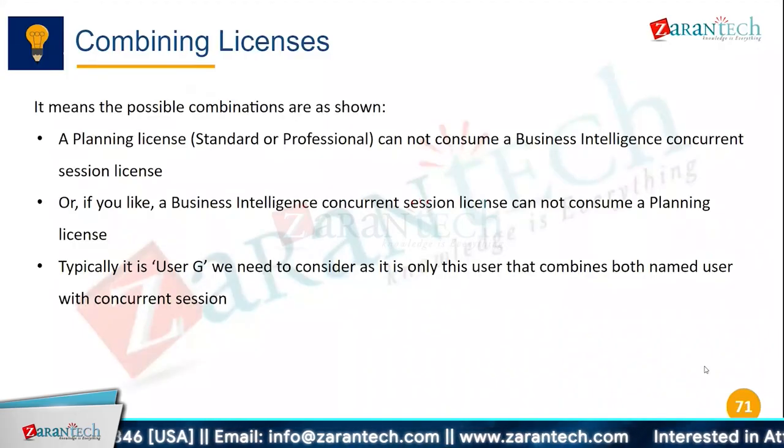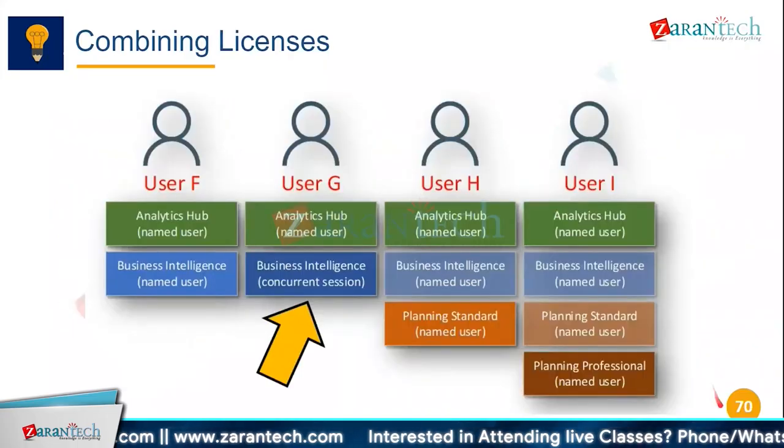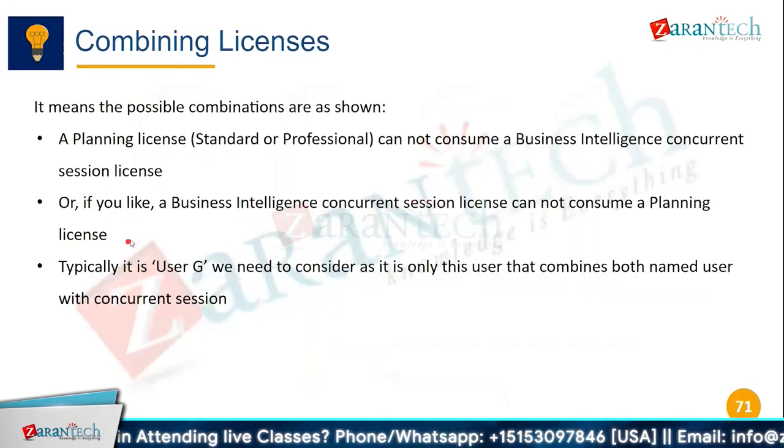So yeah, same thing we have given in textual description. So possible combinations: a planning license, standard or professional, cannot consume a business intelligence concurrent license. So basically, as I said, one role can consume only one license. A planning professional role can only consume planning professional license. It cannot consume business intelligence license. So the same thing. Rest all the things we already covered.